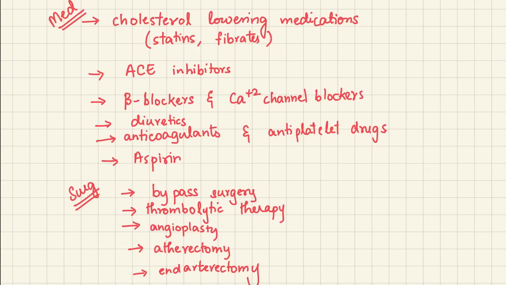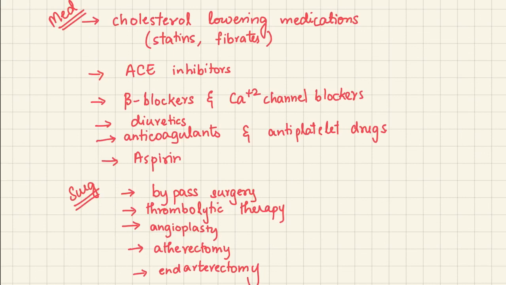There can also be surgical solutions to this problem that include bypass surgery and thrombolytic therapy, which is surgical because we can also use thrombolytic drugs. So what we can do is that during surgery we can target the particular artery which has the plaque and inject thrombolytic medication into that directly.